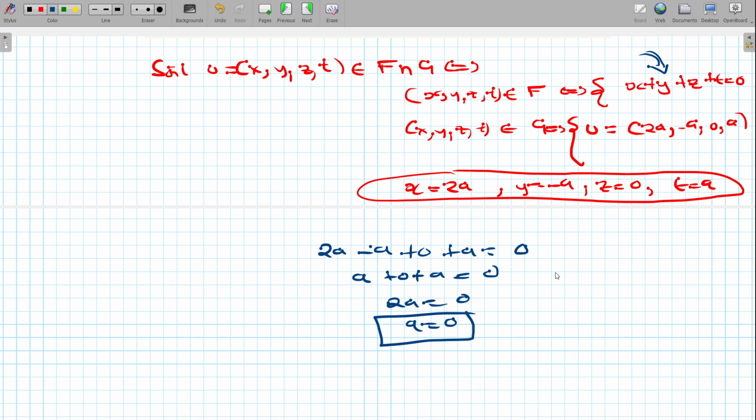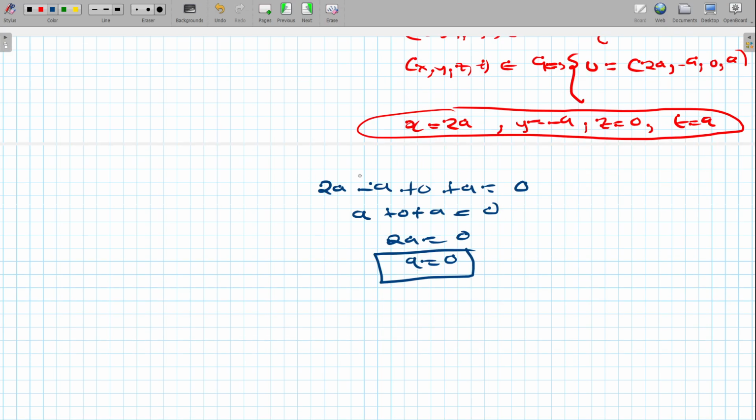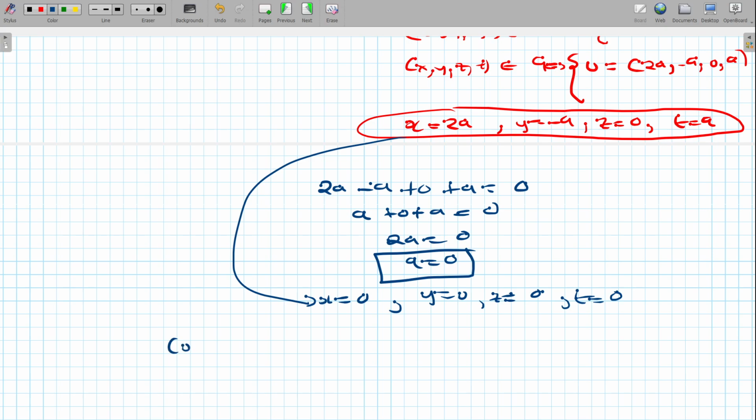So if a is equal to 0, we found the value for a. So x is going to be equal to 0, and y is going to become 0. z is already 0, and t is also going to be 0, like so. So this vector u that has components x, y, z, t is going to be equal to the 0 vector, (0, 0, 0, 0). It's going to be equal to the 0 vector.